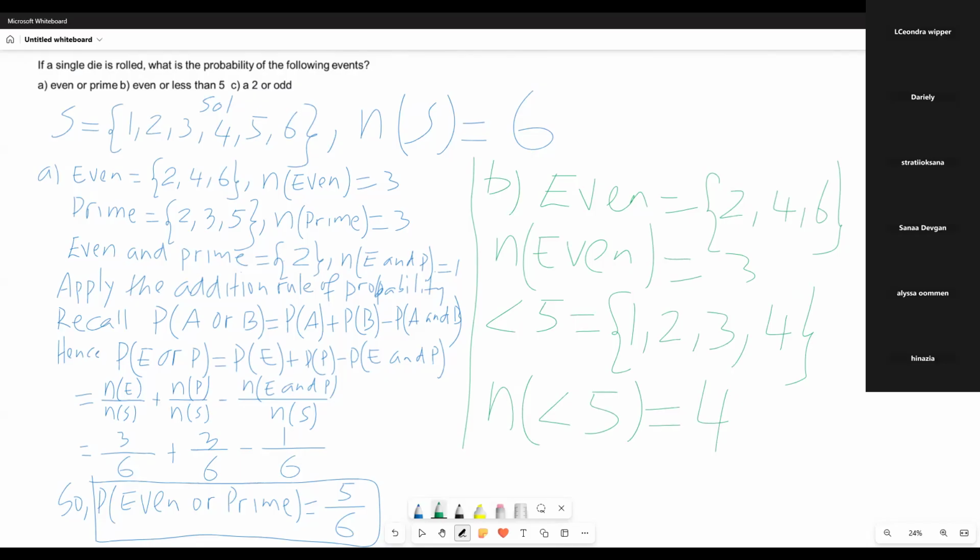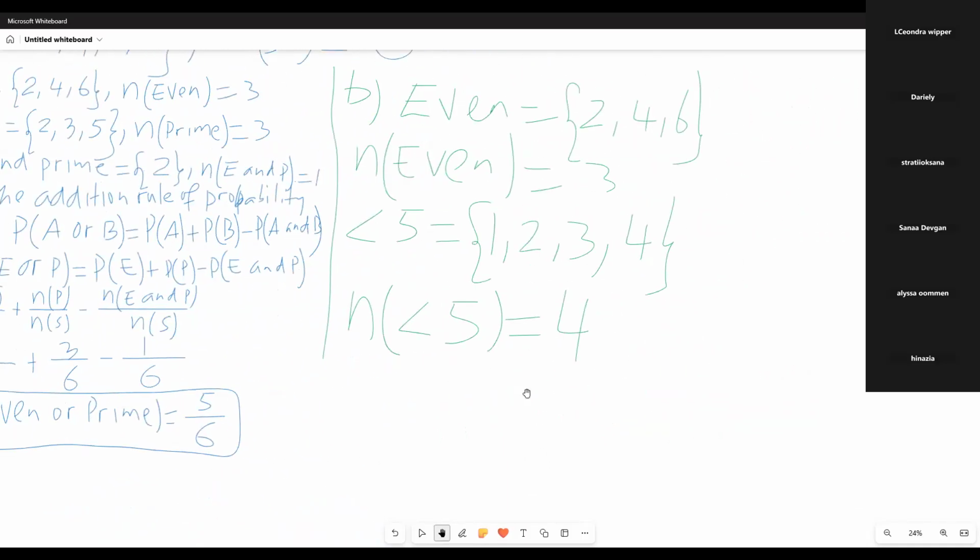Now, do you think these 2 events are mutually exclusive? Do you think they have something in common? You got even, or 2, 4, 6. You got less than 5, you got 1, 2, 3, 4. Right? Yes. So they have 2 and 4, 2 outcomes in common.